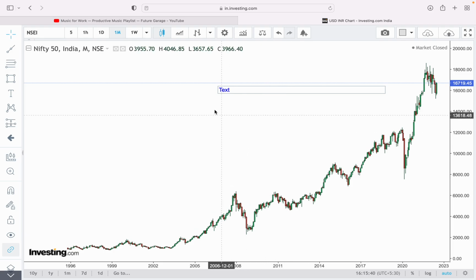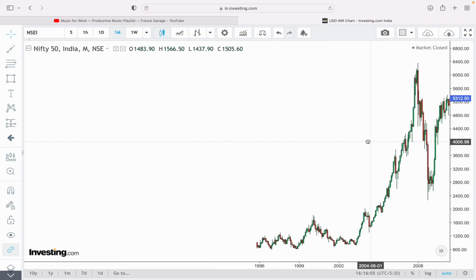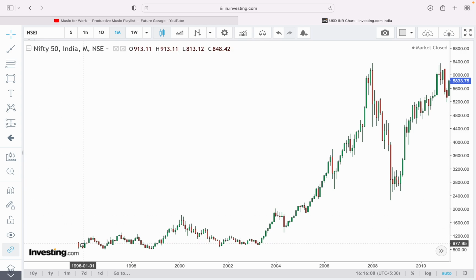So currently I have set the time frame on monthly, and what we have is Nifty price action all the way from 1996 to the current 2022. This chart will be used as a case study and as a reference, and therefore we will start off by analyzing price action right from the beginning. So I will zoom into this chart and focus on the first phase, that is 96 till 2008.